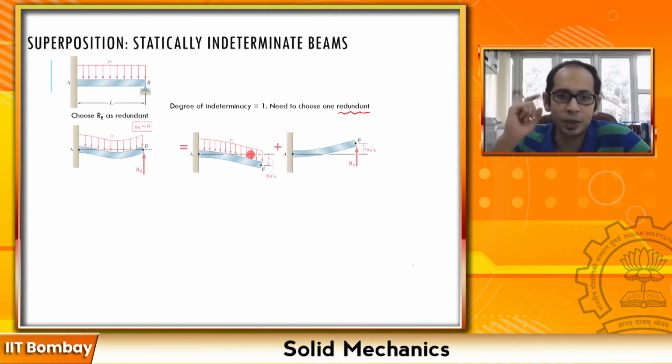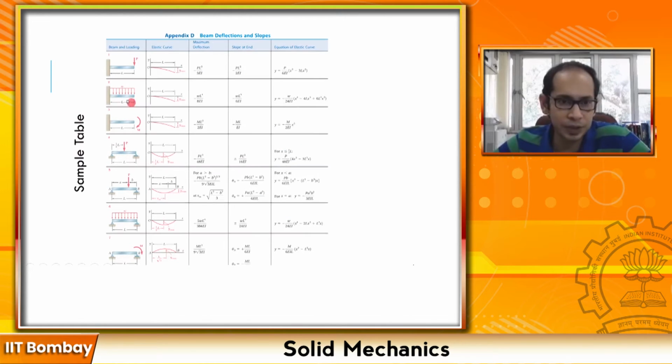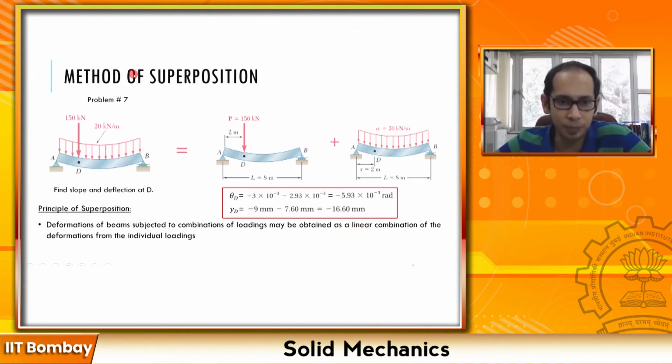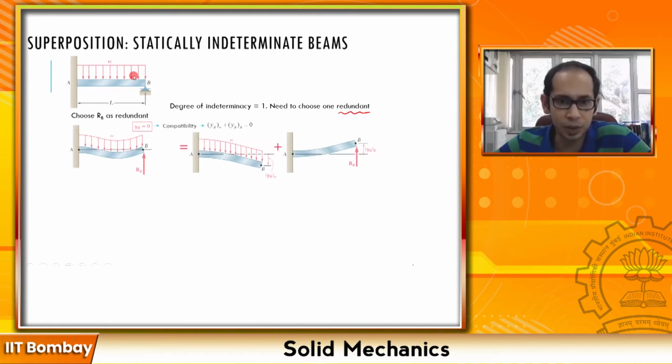If you take a look at the standard table, you will have a case where we have the uniformly distributed load across a cantilever. I will show you, which is this case over here. In this case, you have a uniformly distributed load across a cantilever, and the other one is a tip load, but only the load is acting vertically up. As you see over here, the load is acting vertically up. So what is going to be your compatibility? Compatibility will be this deflection plus this deflection must be equal to 0, because in the original beam, at this particular point, the deflection is 0.